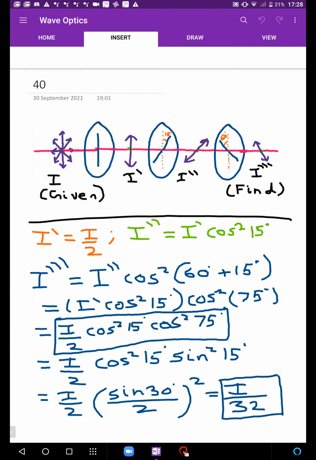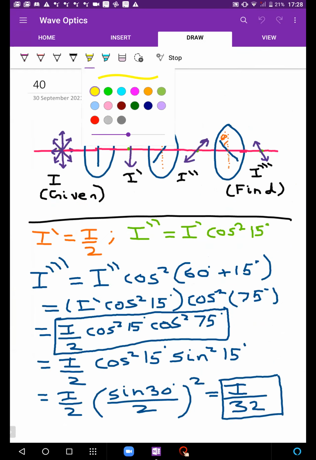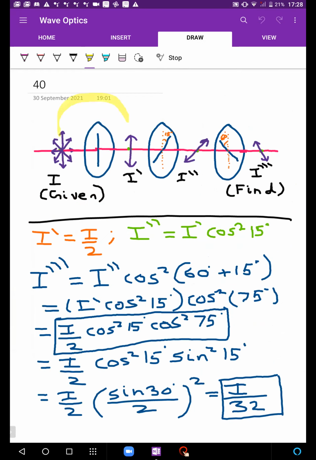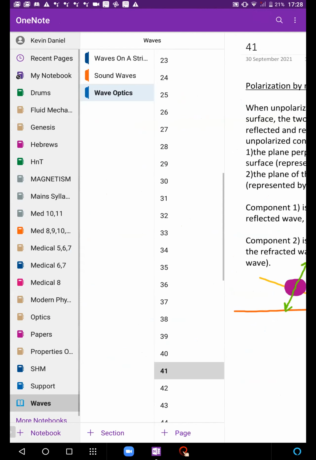तो subsequent polarizer से जब पास करेगा, first अगर unpolarized है तो पहले ही आधा हो जाएगा, फिर into cos square of this angle हो जाएगा, फिर into cos square of that angle हो जाएगा. Okay. So try that. Try this question out as well.